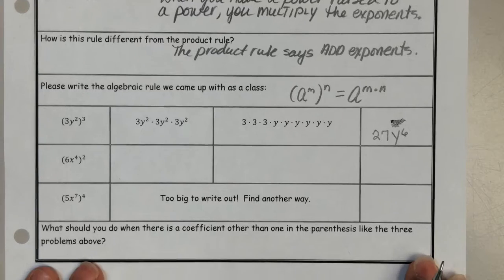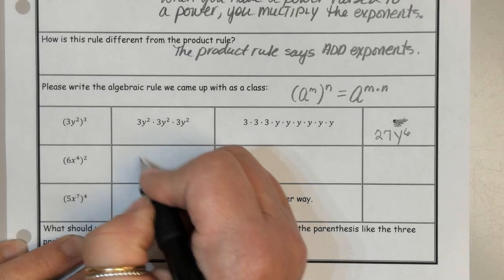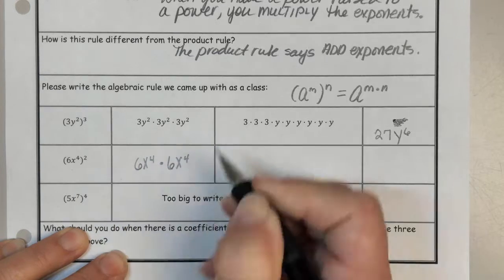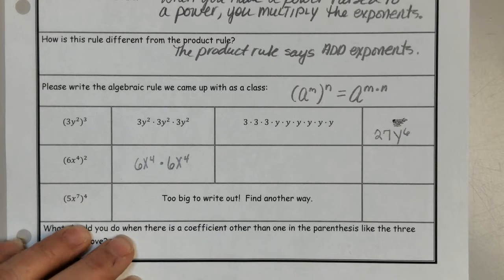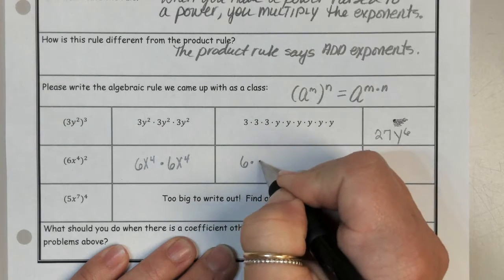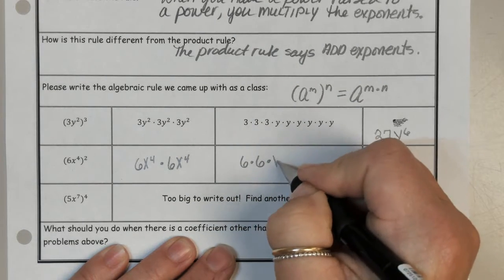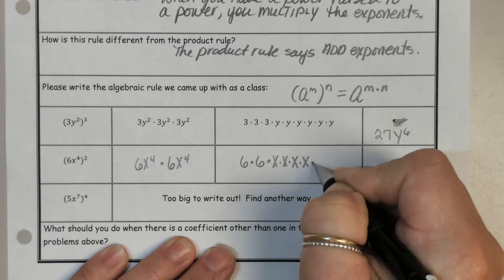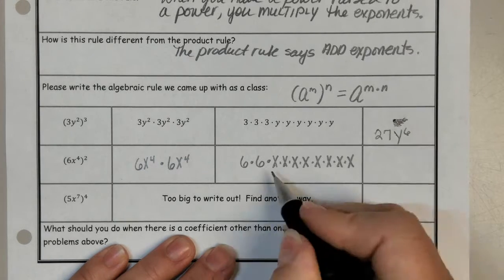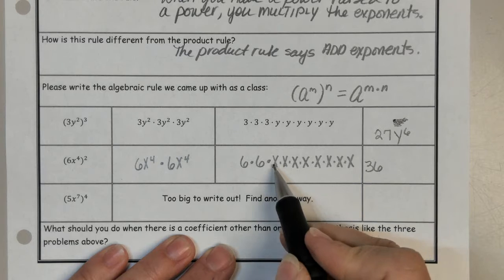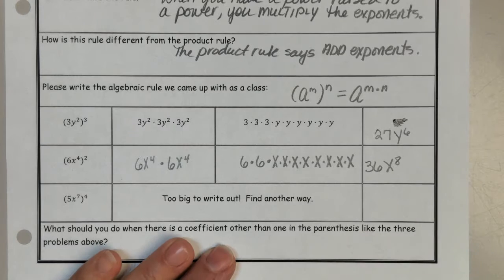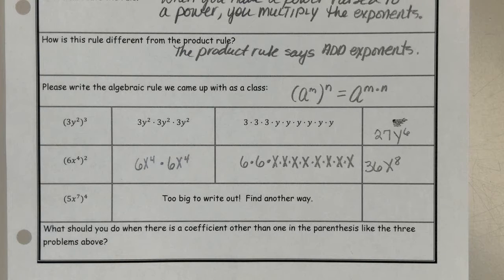Okay. On the second one, we're going to take this whole base, 6x to the 4th power, times itself. Because it's squared, 2 times we multiply it. And that's going to be 6 times 6 times 1, 2, 3, 4, and times 1, 2, 3, 4 again. So 6 times 6 is 36, and I have 1, 2, 3, 4, 5, 6, 7, 8 of my x's multiplied together.